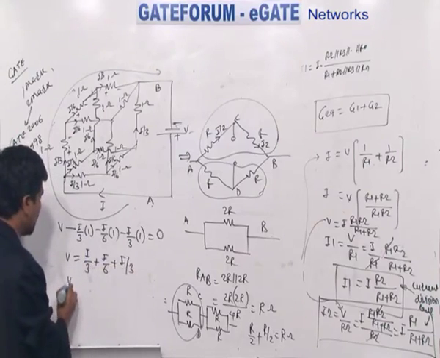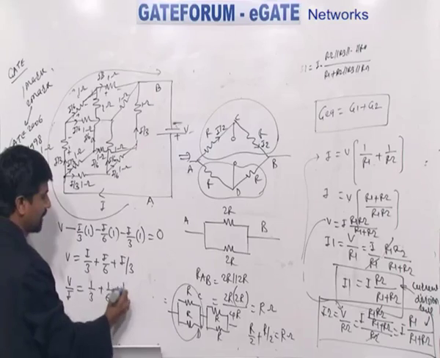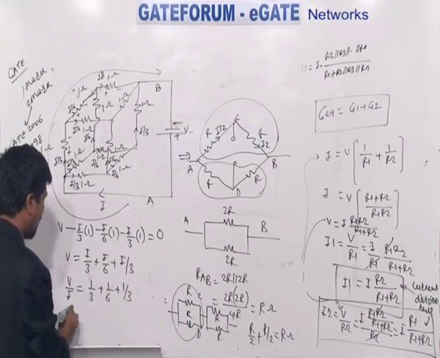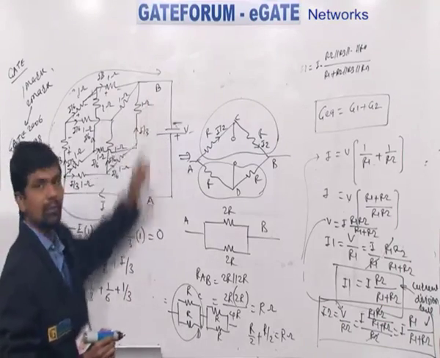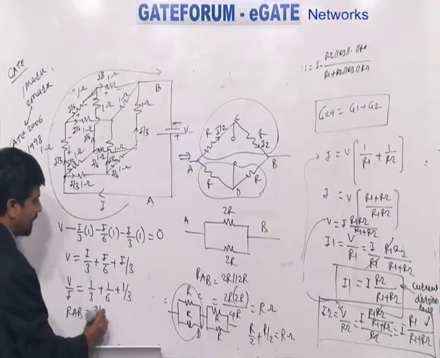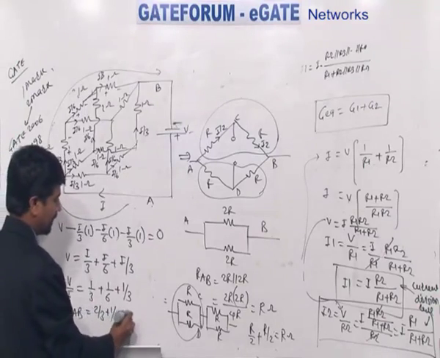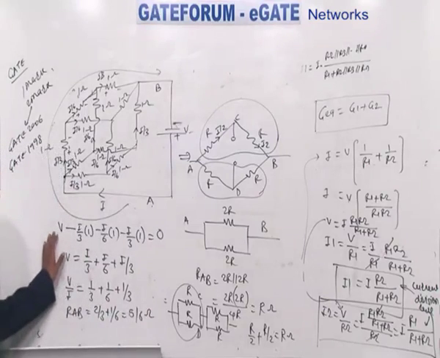So I can say that V upon I is equal to 1 by 3 plus 1 by 6 plus 1 by 3. So RAB. Why RAB? Because voltage source is connected between point A and B. So RAB is equal to 1 by 3 plus 1 by 3, 2 by 3 plus 1 by 6, which is equal to 5 by 6 ohm. Very simple. So in 2 steps only you can solve this example instead of using series parallel combination.